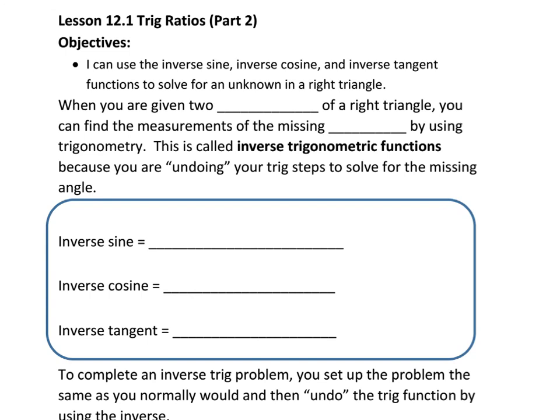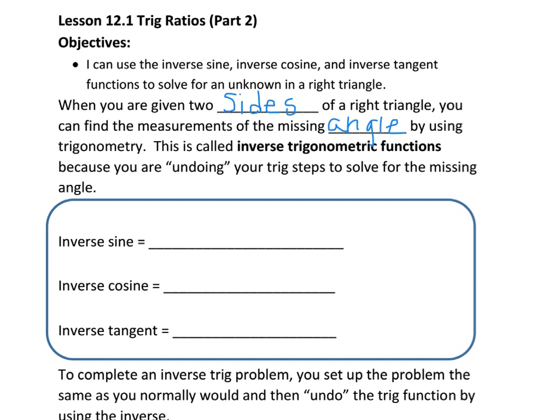This is lesson 12.1, trig ratios, part 2. Our objective for today: I can use the inverse sine, inverse cosine, and inverse tangent function to solve for an unknown in a right triangle.